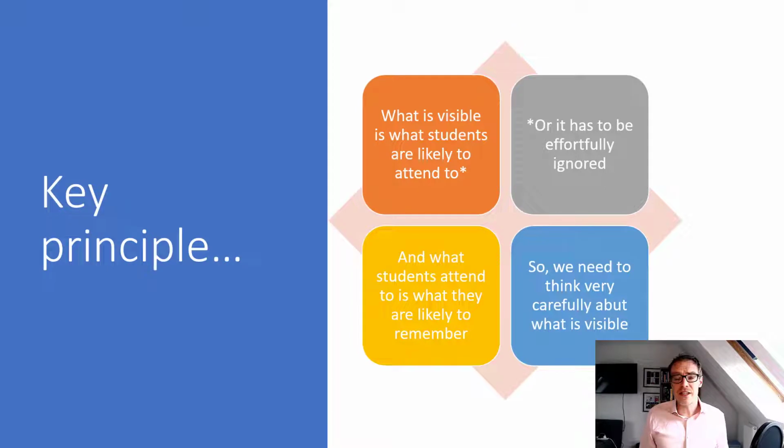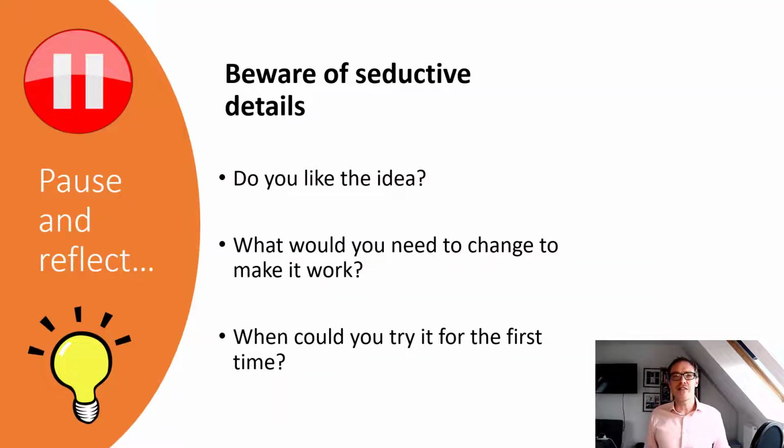So just a reminder that that's the core principle and the 4 kind of ideas behind it. And crucially, we need to be very careful about what's visible to our students. So what do you make of that? Have you got seductive details in your lesson? Can you tweak them a little bit and remove them? What would you need to change to make this work for you?